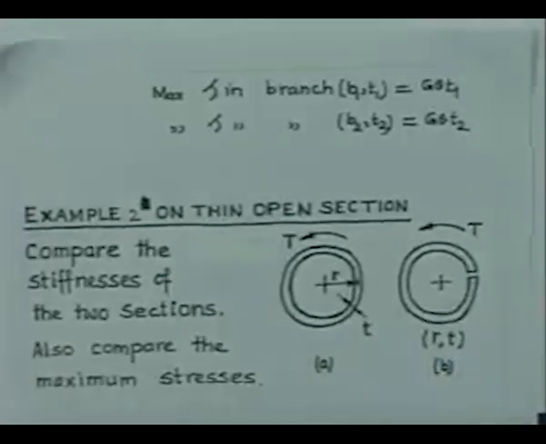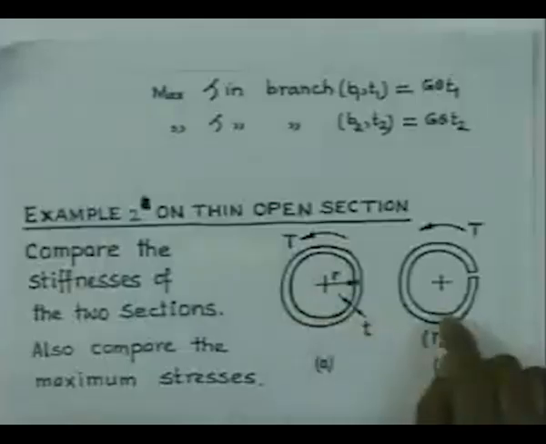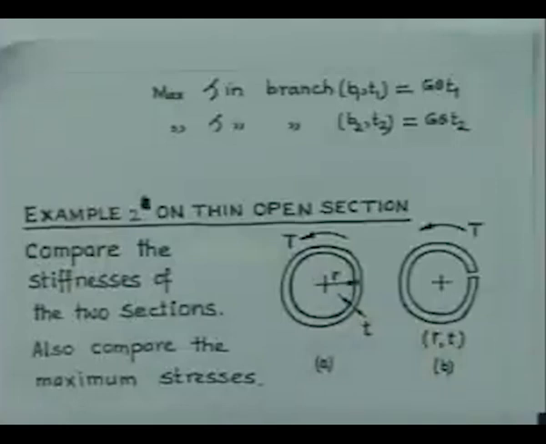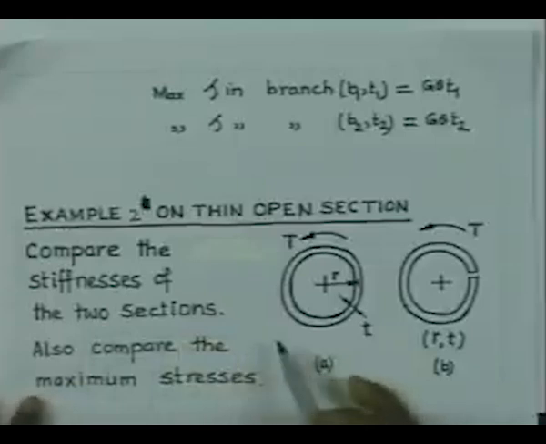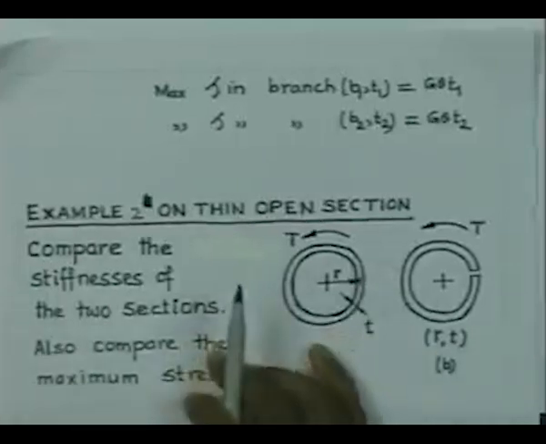So, we have a thin circular section here, and in the other case we have an open circular section. What is needed is to compare the stiffnesses of the two sections and also compare the maximum stresses. So, we will try to solve this case.